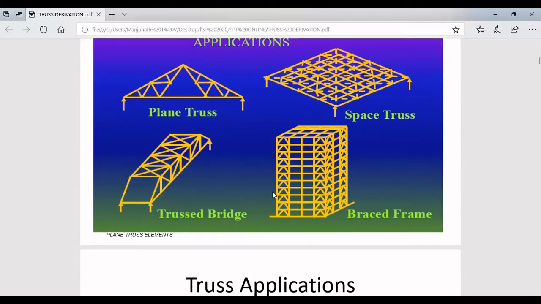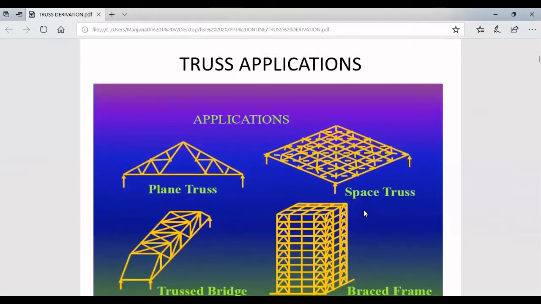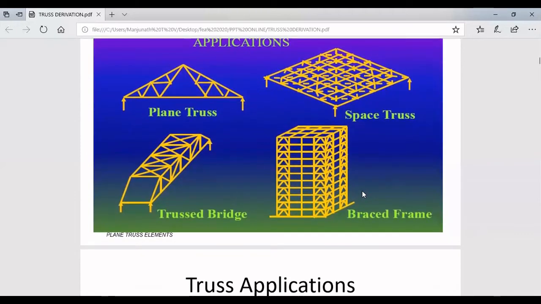Now I have taken two more examples: a trussed bridge, and also a braced frame. We are going to consider them as space trusses. These are a few application examples for the plane truss and space truss.